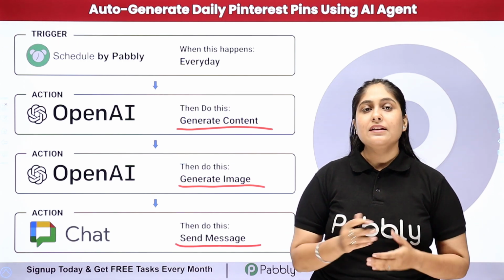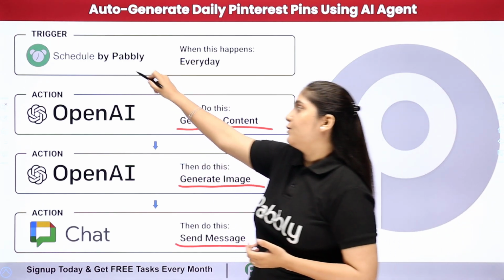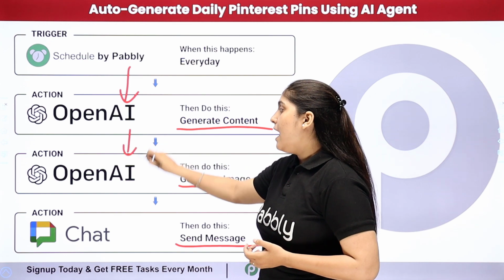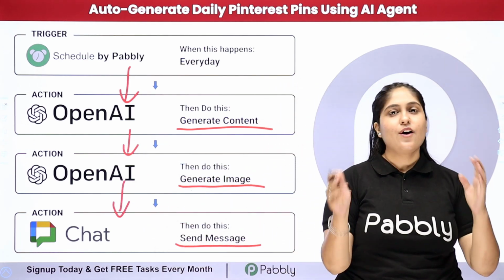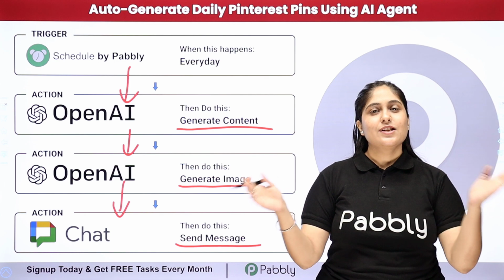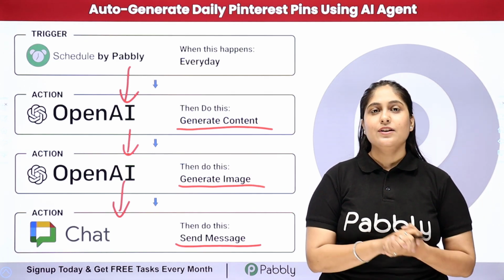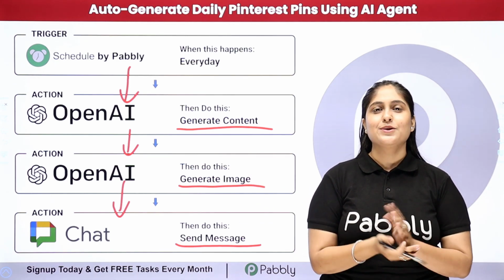So now here to automate the entire process, I need to connect my Schedule by Pabbly with OpenAI twice and Google Chat using an automation software named Pabbly Connect. So now here to see the working of this automation and to learn this process step by step, let me take you to my screen.